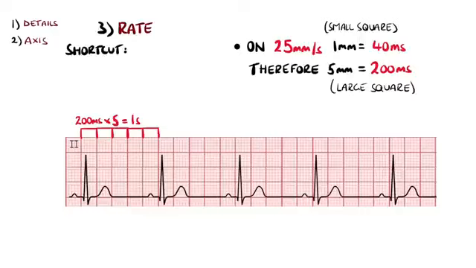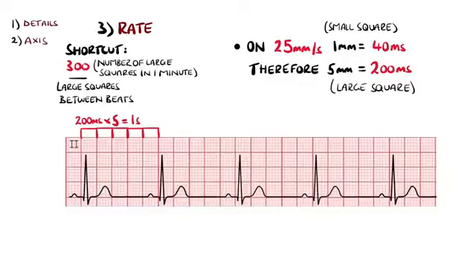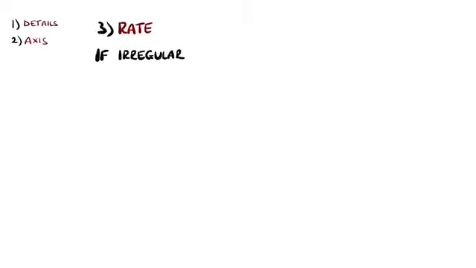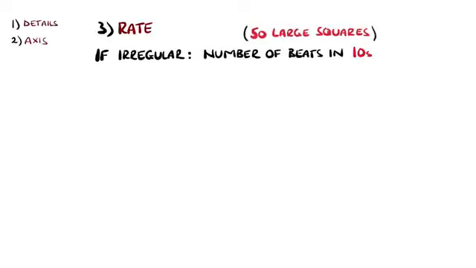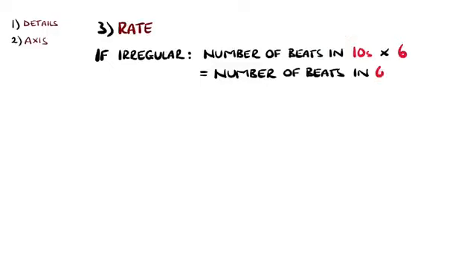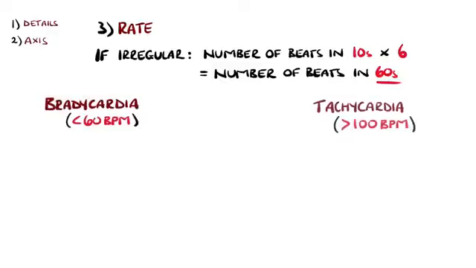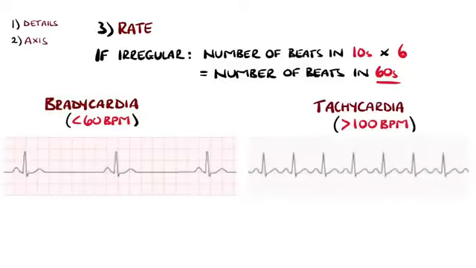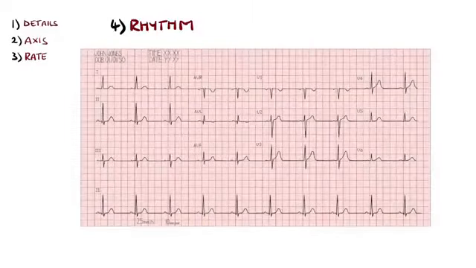So if 1 beat happens every 5 big squares, that's 1 beat in 1 second, so 60 beats in a minute. A shortcut is to divide 300 by the number of large squares between each QRS to get the approximate ventricular rate. This is easy if the rhythm is regular. If it's not, then instead count the number of QRS complexes over 10 seconds, then multiply it by 6 to get the number of beats in 1 minute. The normal rate is 60 to 100 beats per minute, with rates below that being called bradycardia and above that being tachycardia.